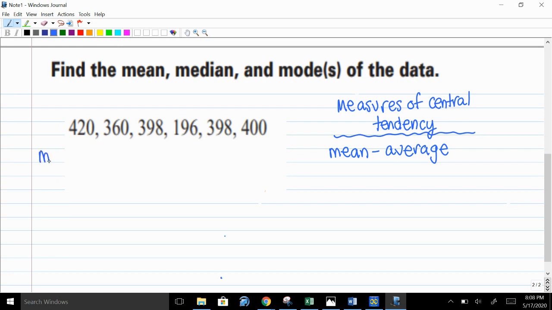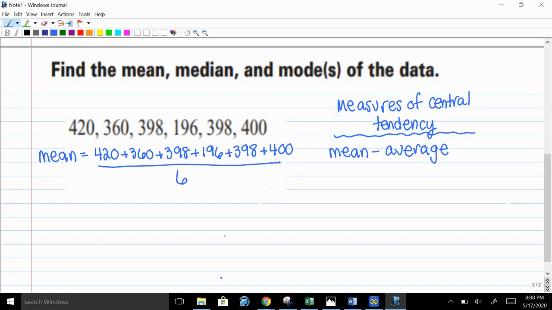So for this one, my mean is going to be equal to 420 added with 360 added with 398 added with 196 added with another 398 added with 400, and I'm going to divide whatever that number is by 6. Why by 6? Because there are 1, 2, 3, 4, 5, 6 pieces of data. If there were 10 pieces of data, you would divide by 10. If there were 11, you divide by 11.